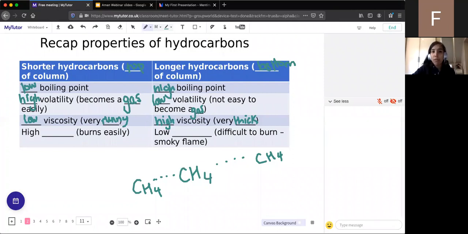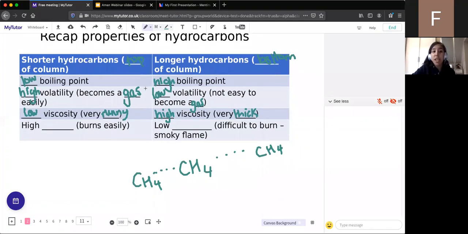Does anyone remember the reason for viscosity? Why are the shorter hydrocarbons runny and why are the longer hydrocarbons thicker? Does anyone remember? So this one's a bit more difficult to explain. And the example I used, yeah, great. So someone's just remembered the example I used. So think of it as a chain. If you think about a shorter chain, it is less likely to become tangled up. So it's more likely to flow quite easily. Whereas a longer chain is more likely to become tangled up. So it tends to be a lot thicker, a lot more kind of sludgy. And so that's one of the main reasons that I always think of.